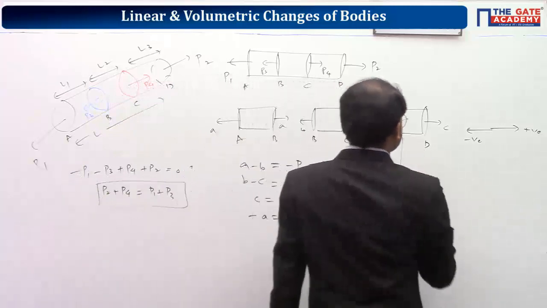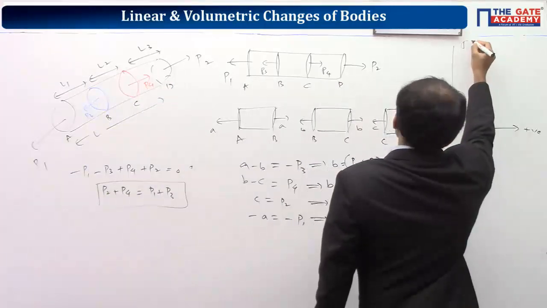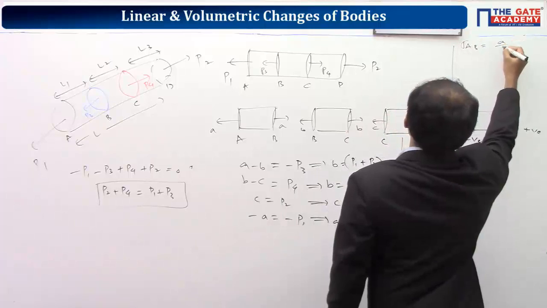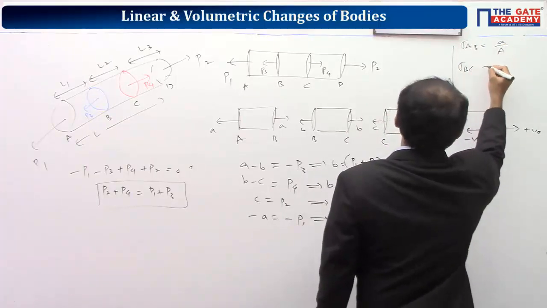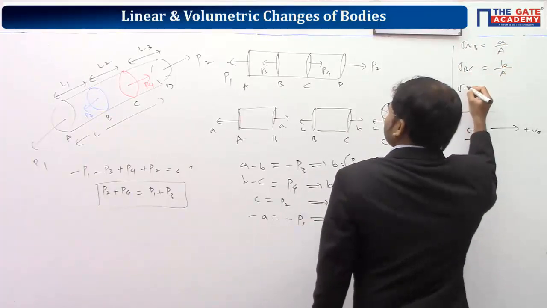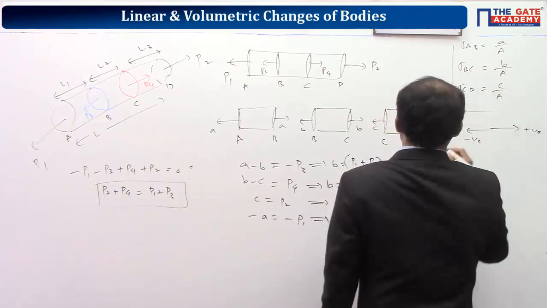So if you want to get stresses, stresses are written down here. Stress in member AB is nothing but small a by area of cross section. Stress in member BC is equal to small b by area of cross section. Stress in member CD is equal to small c by area of cross section.